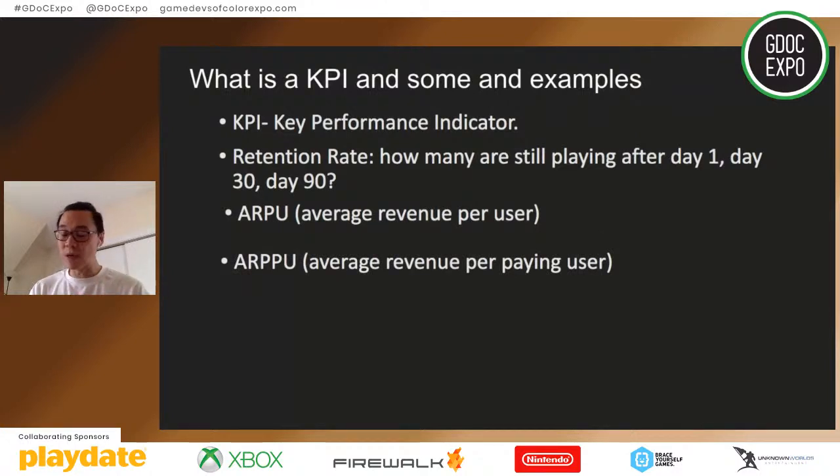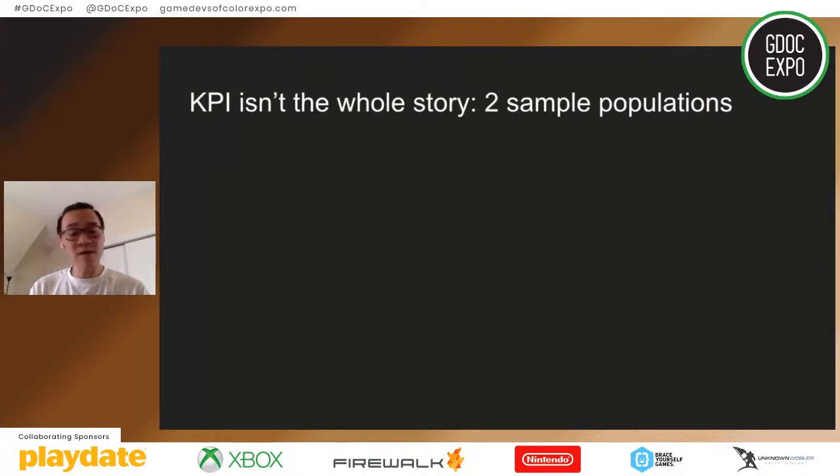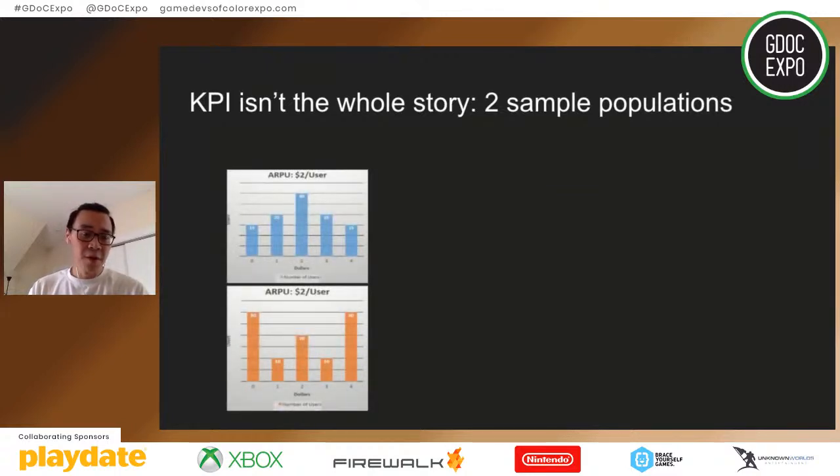Now, these are all just numbers and ratios, and the big thing is don't just trust the KPI number. And I'm going to show you why in the next slide. It's never going to be the whole story if you just look at the ratio. Here, we're going to take a look at 2 sample populations. Both of these have an ARPU of $2 per user. So these are 2 separate sample data sets I created.